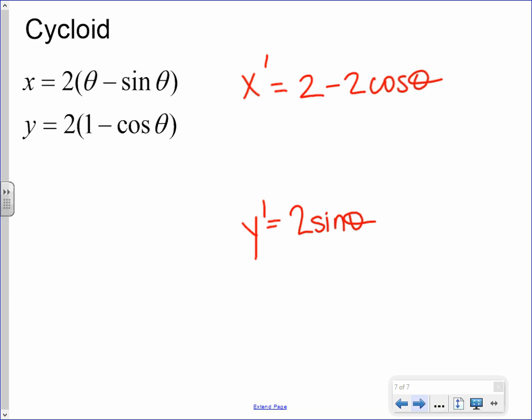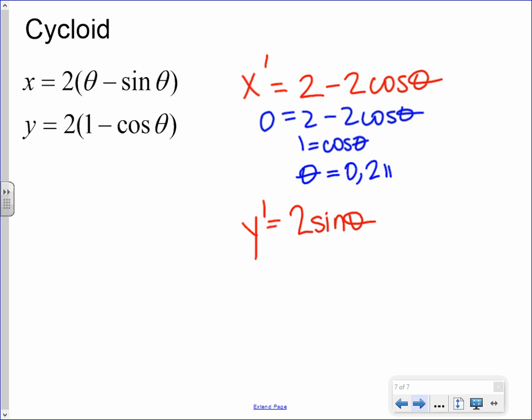Okay. All right. So let's look at when these are both 0. If we set x prime equal to 0, we are essentially looking at where the cosine is equal to 1. Would you agree? That's at 0, 2 pi, all of the even pi's. Would you agree? Yes. Okay.